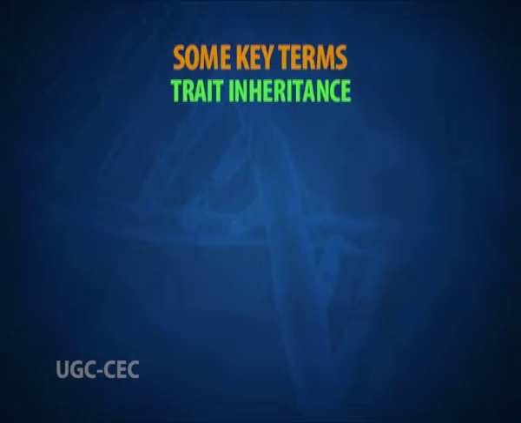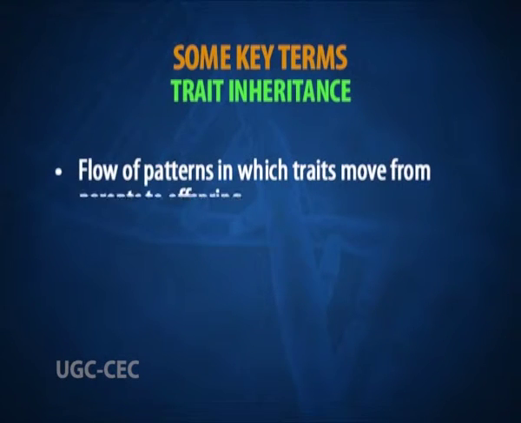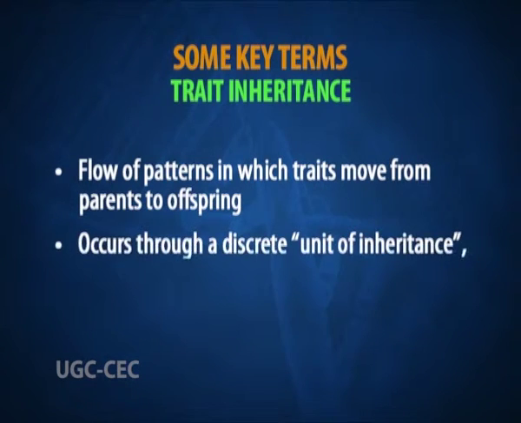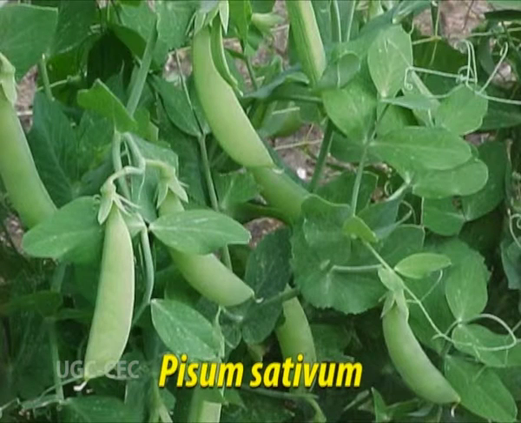Gregor John Mendel is called the father of genetics. He studied trait inheritance, that is, the flow of patterns in which traits move from parents to offspring. He was the first person to observe that trait inheritance occurs through a discrete unit of inheritance, which we call the gene. He worked on Pisum sativum, also known as the common pea plant, and brought out the laws of inheritance. Although the principles of inheritance given by Mendel were on plants, they can also be employed on animals and human beings, because the transfer of trait is the same for all complex forms.